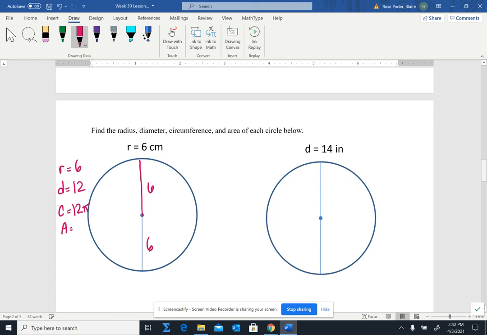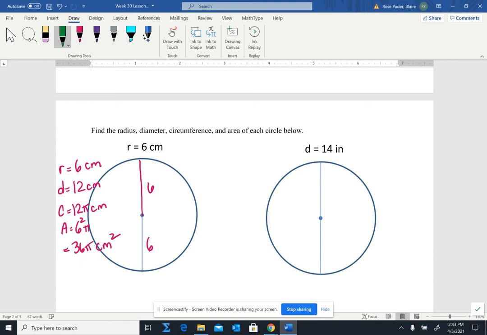And then the area, we go 6 squared pi. 6 squared, 36. 36 pi. So the radius is 6 centimeters, the diameter is 12 centimeters, the circumference is 12 pi centimeters, and then the area is 36 pi centimeters squared, because square centimeters is what we use for the area. The circumference you saw is just a length around the circle.